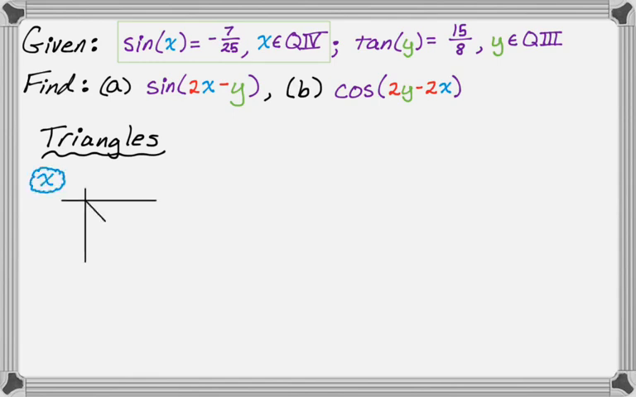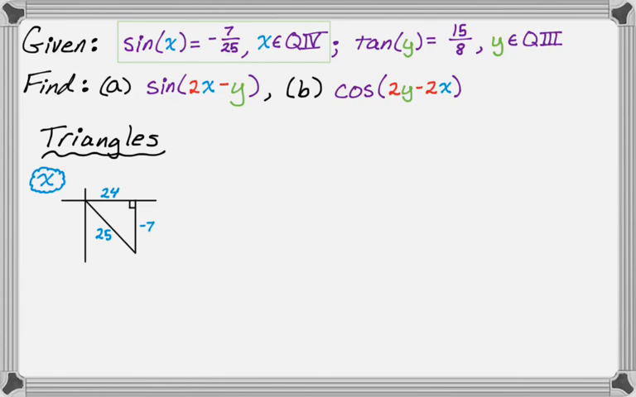So for x, we have a fourth quadrant triangle. I know sine is negative 7 over 25, so opposite will be negative 7, hypotenuse will be 25, and then adjacent will be 24 because that's a Pythagorean triple. You definitely want to know your triples when you're doing these problems.